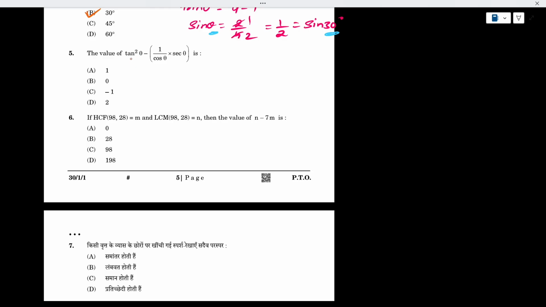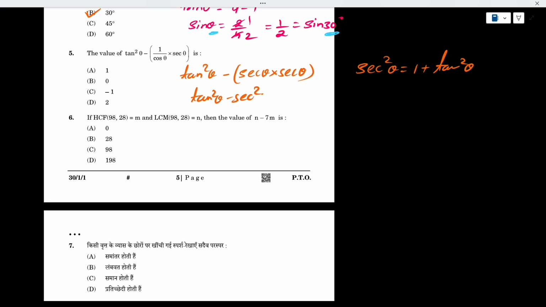Now whenever you see tan square theta and sec theta, you have to remember the identity. What is the identity here? Sec square theta is 1 plus tan square theta, or sec square theta minus tan square theta is 1. So you know that sec is the reciprocal, 1 by cos. So you can write this as tan square theta minus 1 by cos, which can be written as sec theta times sec theta. Now this is nothing but tan square theta minus sec square theta.